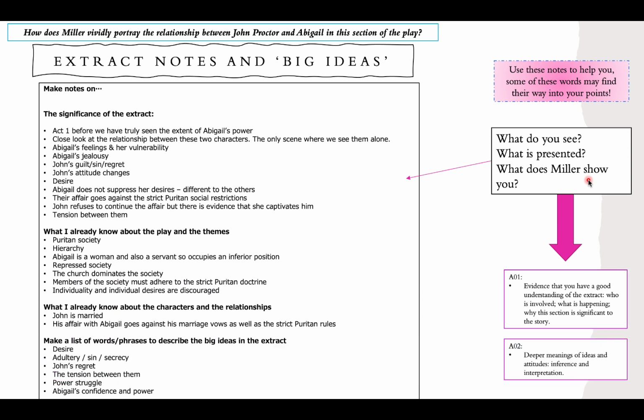And this also ties in quite nicely with your AOs. So AO1 is having a good understanding of the extract. All of this demonstrates that you do. Obviously you don't hand this in to be marked, but this will feed into your essay when you eventually write it up. And also the deeper meaning, so the big ideas that are being expressed here. So we have so many key words here that we can use later to help us when we're creating our points which reflect the big ideas.